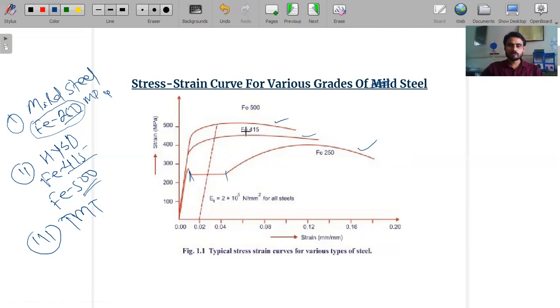This is the 415 steel and this is the 500. Here the 415 and 500 steels do not show a yield point. For that we will use the proof stress concept. We will use the offset method to get the yield values of the other grades of steel, right? We will talk in detail about the proof stress. So this is the profile of different grades of steel, right?